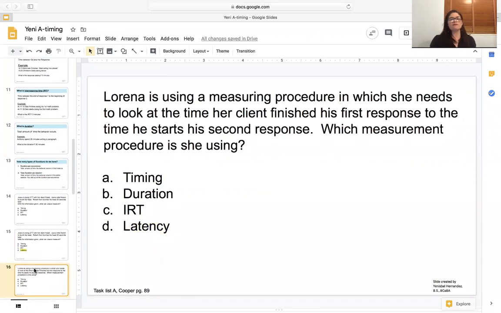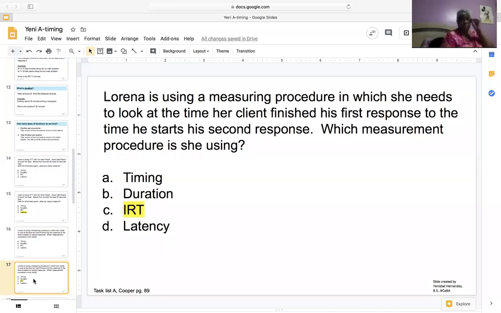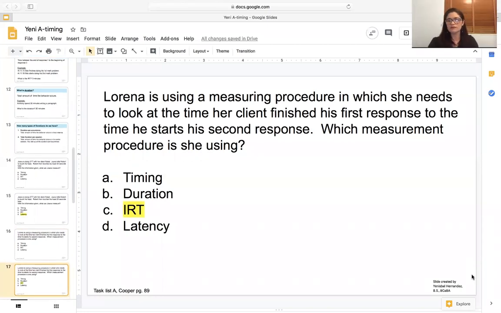Lorena is using a measuring procedure in which she needs to look at the time her client finished his first response to the time he starts his second response. Which measurement procedure is she using? Timing, duration, IRT, or latency? IRT.